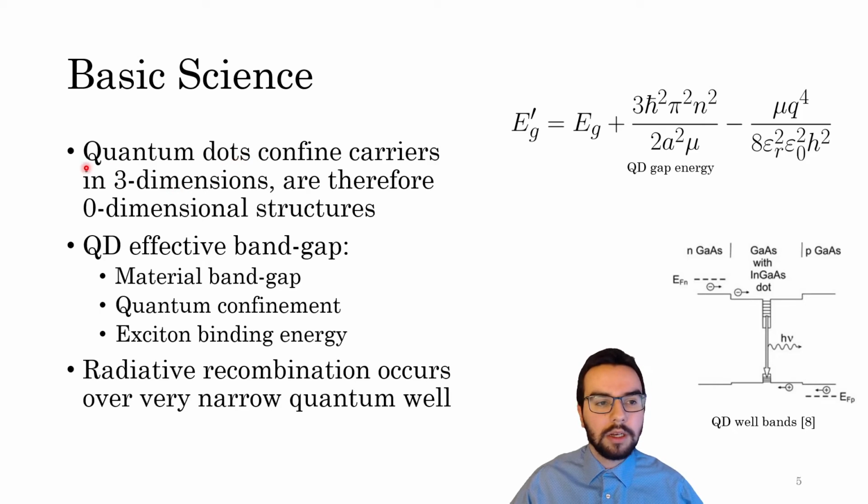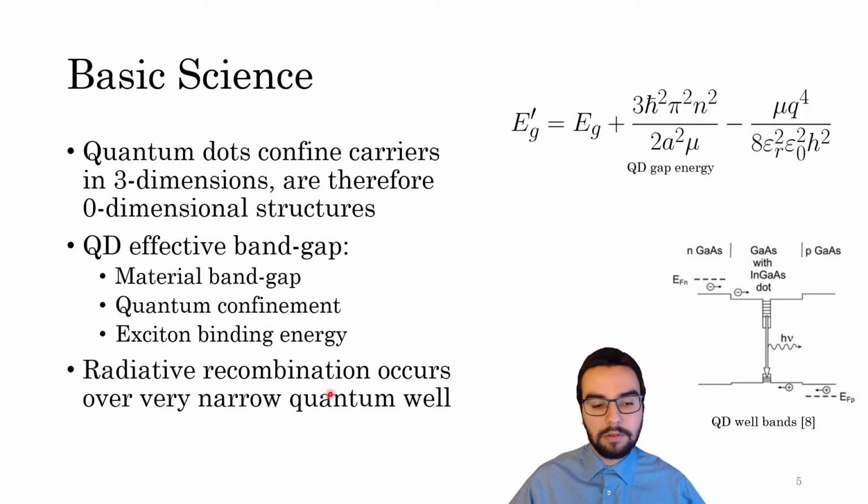So before we begin with quantum dot lasers, let's talk about quantum dots themselves. They confine carriers in 3 dimensions and are therefore zero-dimensional structures. Now, the quantum dot effective band gap actually depends on 3 factors: the material band gap, the quantum confinement, and the exciton binding energy. Now, all of these 3 terms add up to usually be a higher effective band gap for a quantum dot than its material band gap.